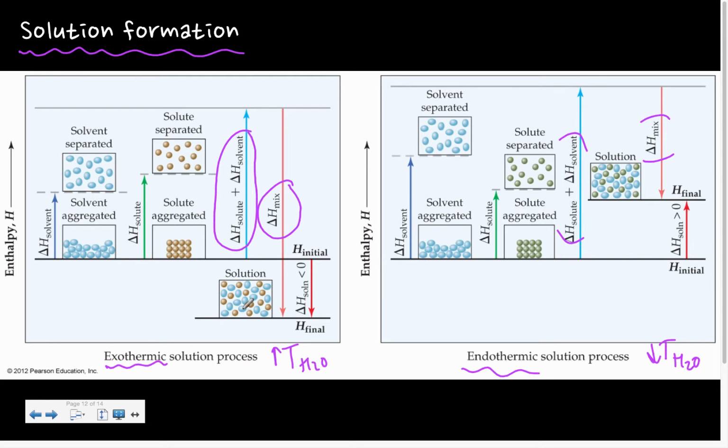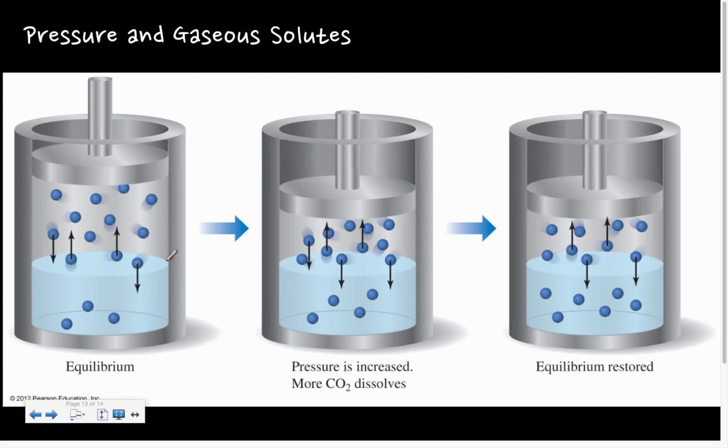Now this diagram is what we would use to discuss why increasing the temperature increases the solubility of my solid solutes. Because if we increase the temperature, then we actually provide energy input for these two endothermic processes, which means that these happen more readily. Okay. Now, pressure and gaseous solutes. Note that when we talk about pressure effects, we have to be talking about a gaseous solute.